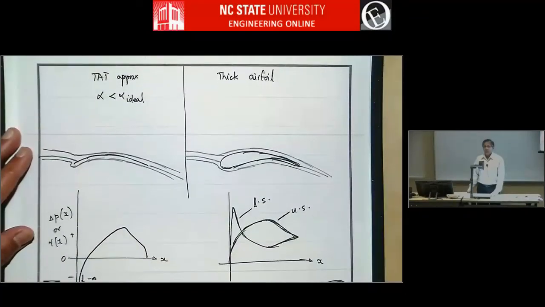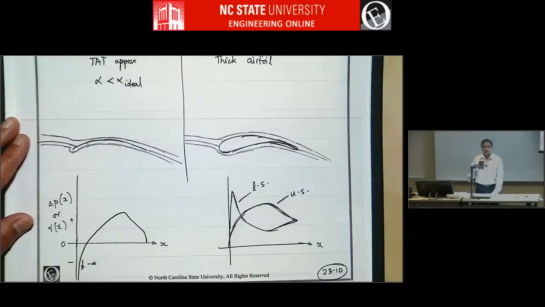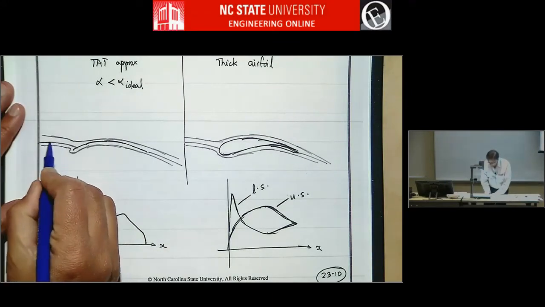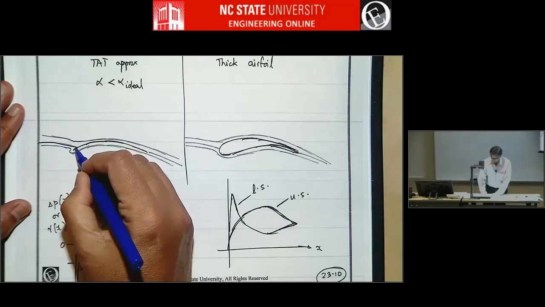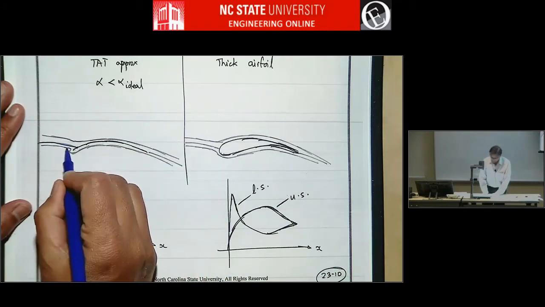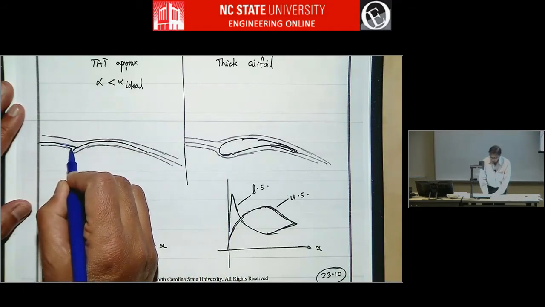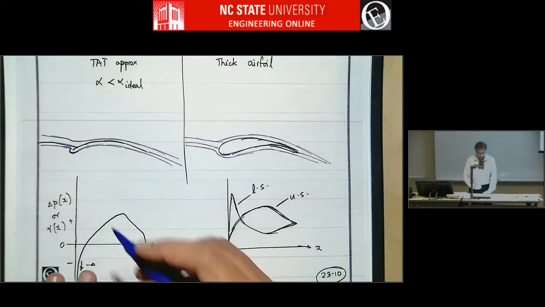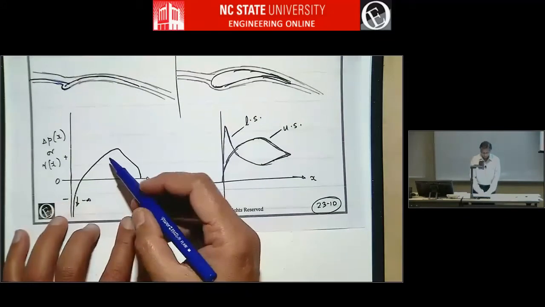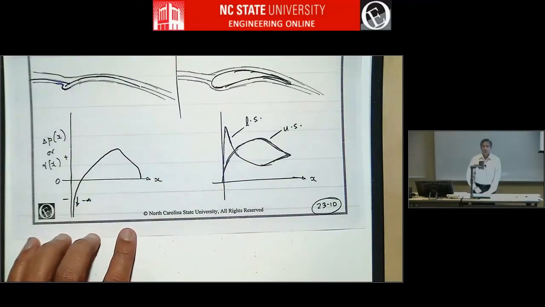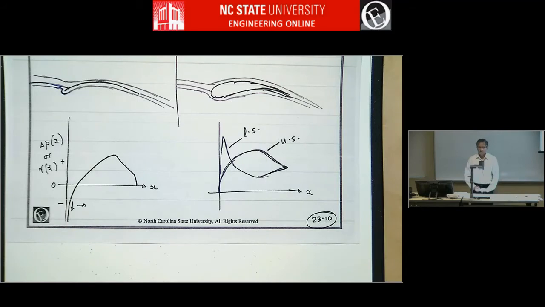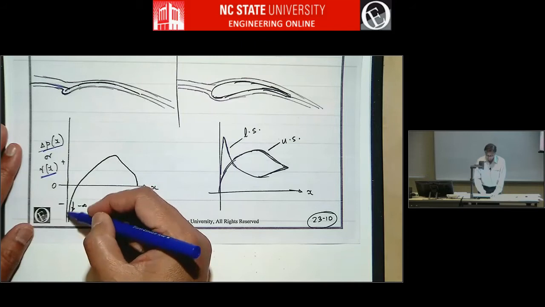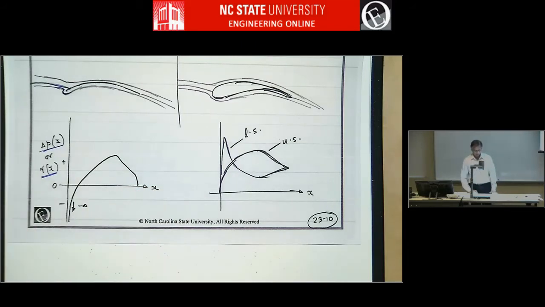If alpha is less than alpha ideal, then the opposite happens. So the angle of attack is too low, so the stagnation streamline comes and meets the thin airfoil on the upper surface, and the streamline adjacent to that goes from upper to lower around the sharp leading edge. And so you will have a negative singularity at the leading edge, right? So the vortex sheet strength or delta P distribution will have a negative singularity.